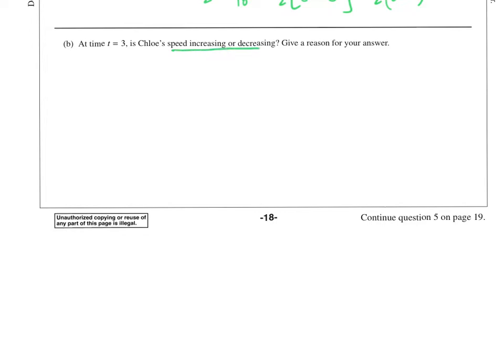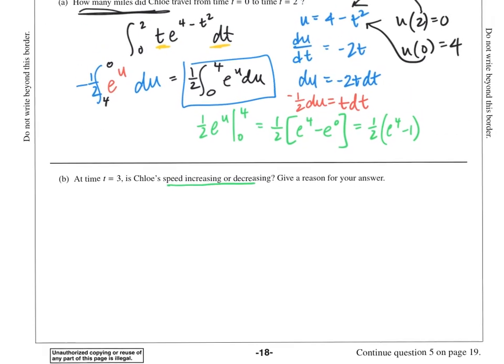a peek at her velocity as well as acceleration. If her velocity and acceleration have the same sign, then we know that she is speeding up. Meaning if my velocity and my acceleration are both positive or both negative, she's speeding up. If my velocity and acceleration have different signs, one is positive, one is negative, then we know that she is slowing down. So let's go ahead and take a peek at Chloe's velocity.